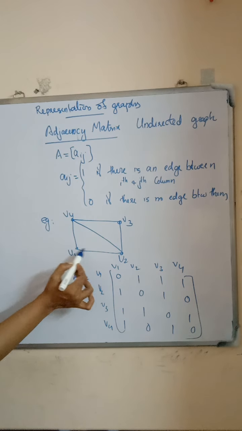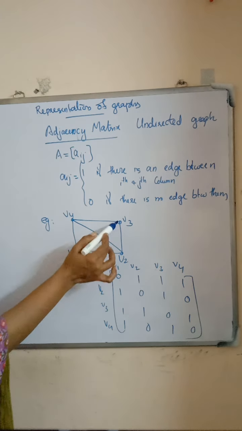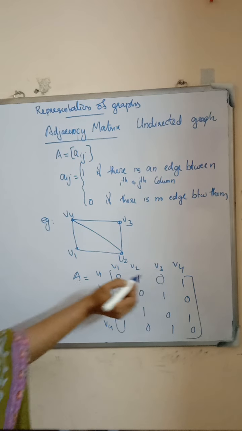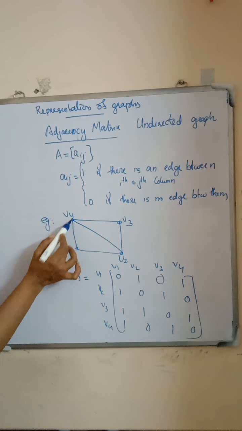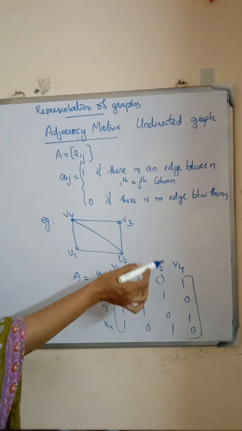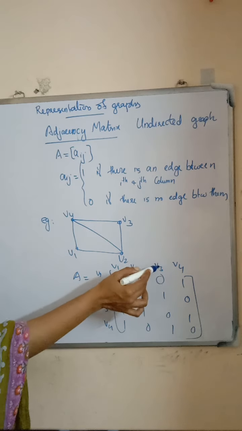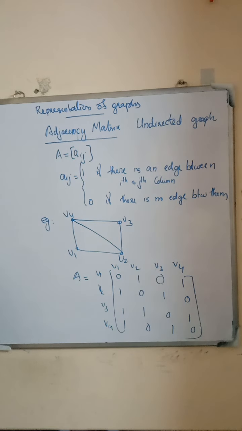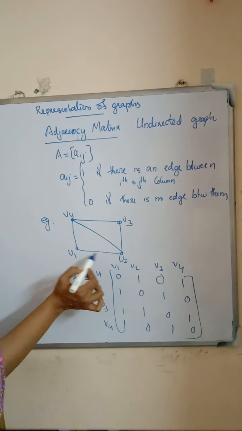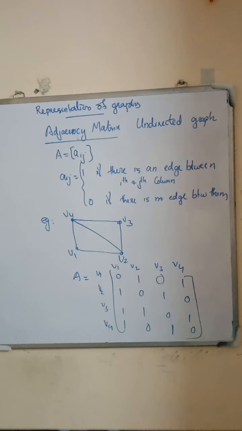V1, V2: there is an edge, so here it is 1. V1, V3: there is no edge between V1 and V3, so 0. V1 is not adjacent to V3, so 0. V1, V4: V1 is joined to V4, so 1. Similarly fill the table. For V3, V3, if there is a loop, then you write 1 here. And V4, V3 are joined by an edge, so V4, V3 is 1. This is the adjacency matrix representation of a graph.